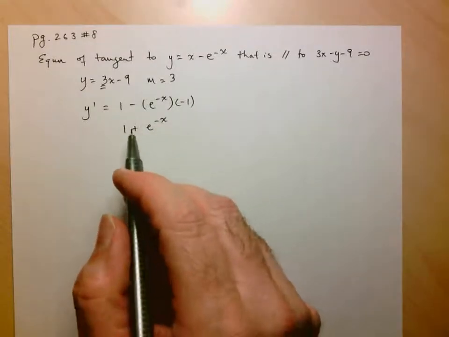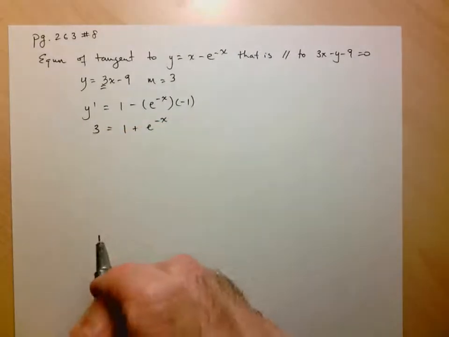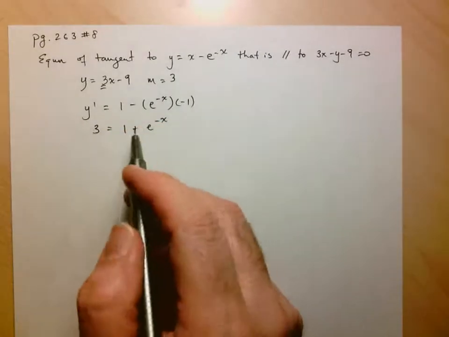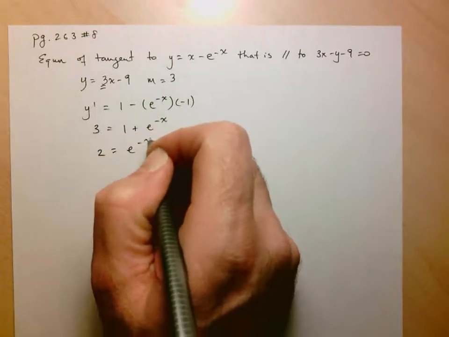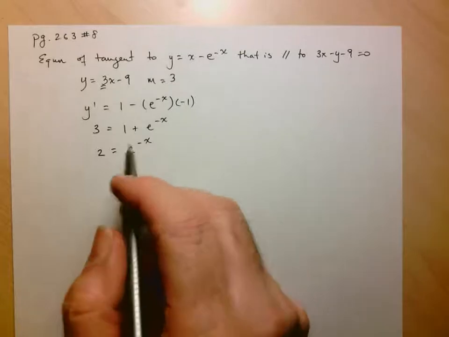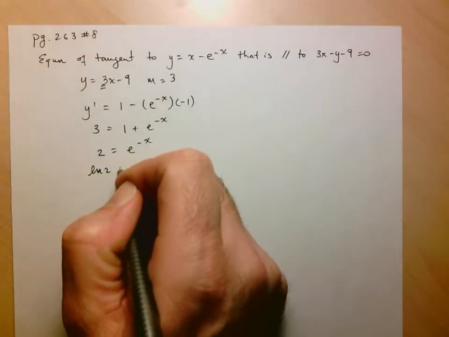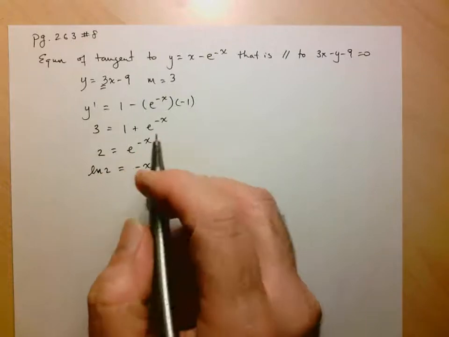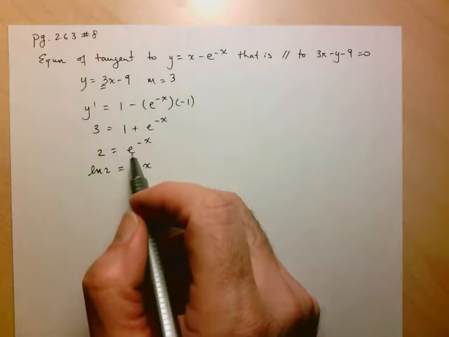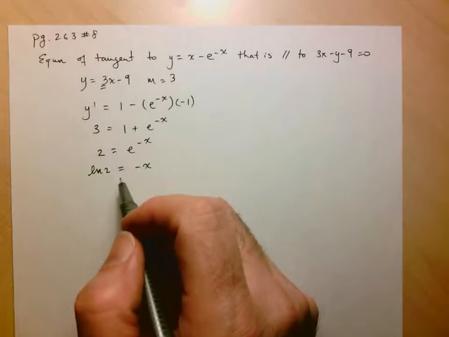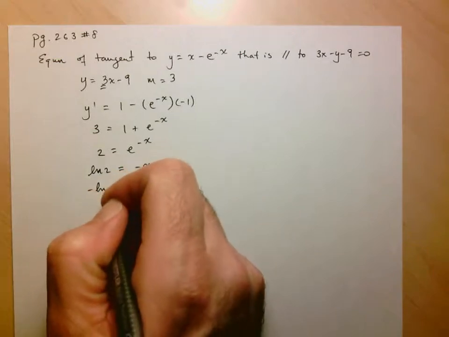Here I simplify because I actually need to do something with it. I need to figure out when this derivative is equal to 3. Now I have a fairly easy equation to solve, so bring the 1 to the other side. So I have e to the negative x equals 2. Again, easy to solve, just take the natural logarithm of both sides. So I've got ln 2 equals negative x. Since the natural log and the natural exponential function are inverses of each other, they cancel each other out. So I've just got that x is equal to negative ln 2.